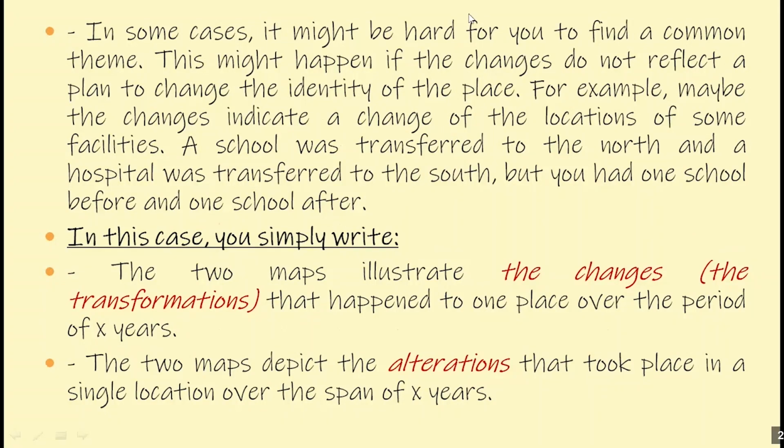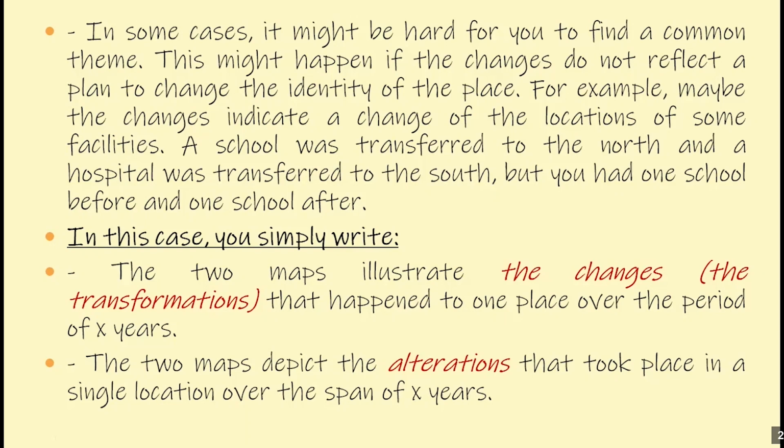But in some situations, it may be hard for you to find a common theme. Like you just have some changes, right? And these changes don't reflect a plan. There is no plan to change the identity of the place. For example, maybe the changes indicate a change of the location of some facilities. A school was transferred to the north and a hospital was transferred to the south. So in the past, you had a school and now you also have a school, but instead of the school being in the north of the city, it was moved to the south of the city.